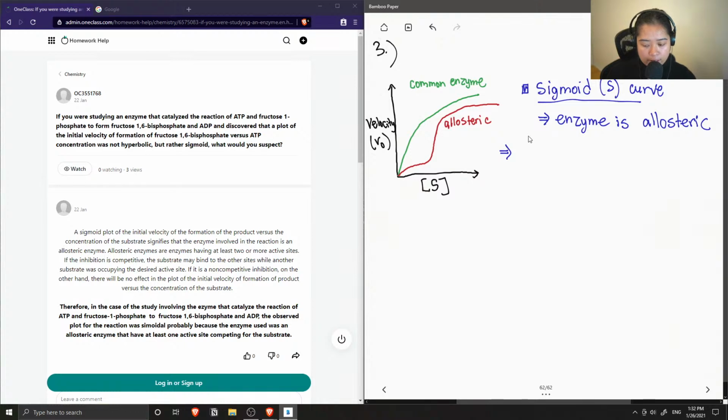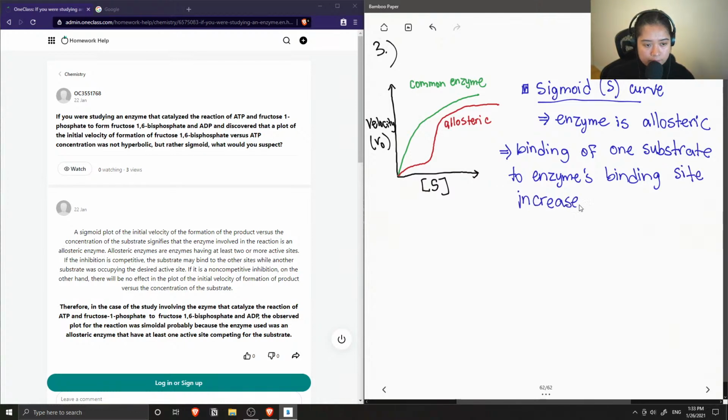And when we have an allosteric enzyme, this means that the binding of one substrate to the enzyme's binding site increases the affinity of other substrates or of other sites for their substrates.